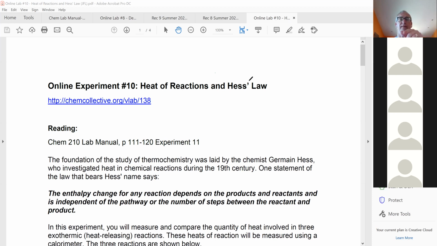I also put in important reading to do for this one, which would be to look at the lab manual, and the lab manual I've posted in Canvas. Obviously, we're not using that particular lab manual because we're sort of working in place right now, but there's a lot of good information in there about this particular type of experiment.